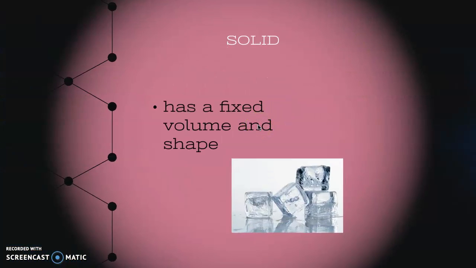So a solid has a fixed volume and shape. This means that the amount of the material is going to be the same no matter what. It's going to have that volume, and it's also going to have the same shape. So you can see like the ice cube, it has the same amount of volume, it has the same shape. So let's move on to liquid.